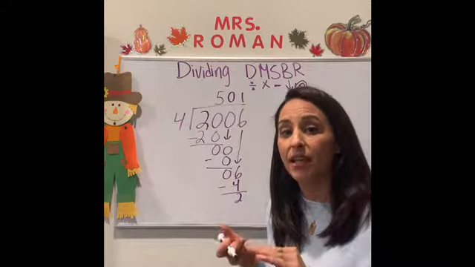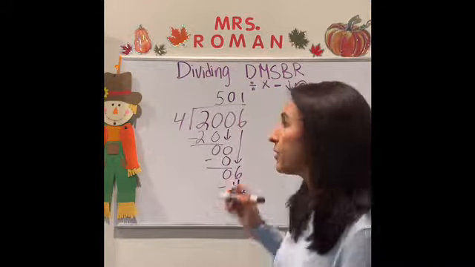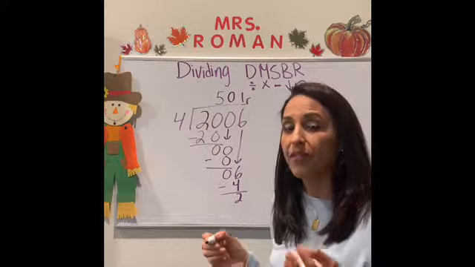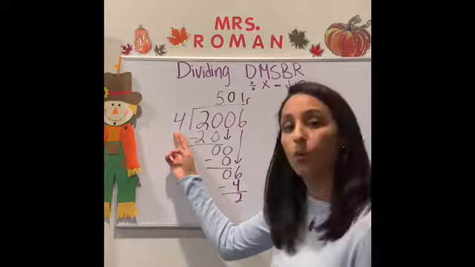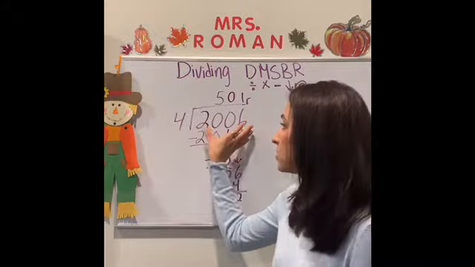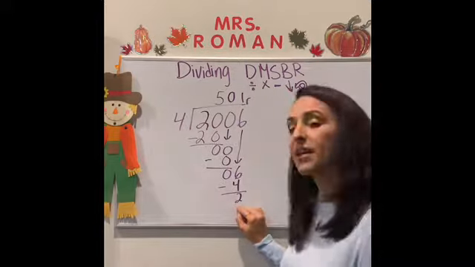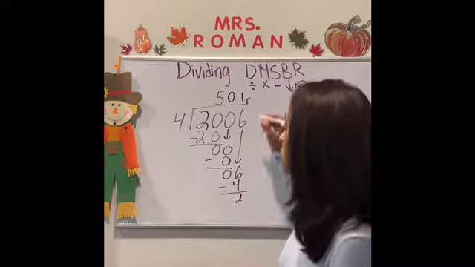That means I'm done. Now I'm going to write my remainder. Remainder means what's left over. What's left over that I can't make a group of 4 with, because our goal is to make 2006 into groups of 4. I can't make another group of 4 because I have a remainder of 2. That means that 2 is left over.